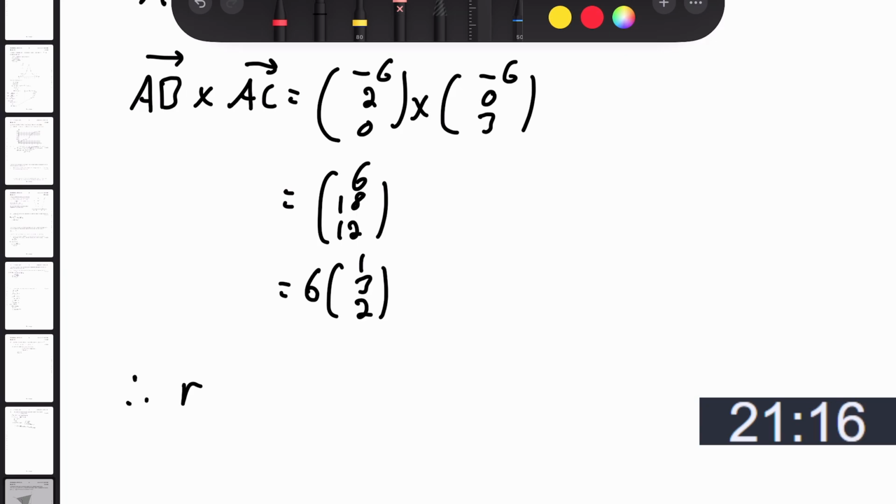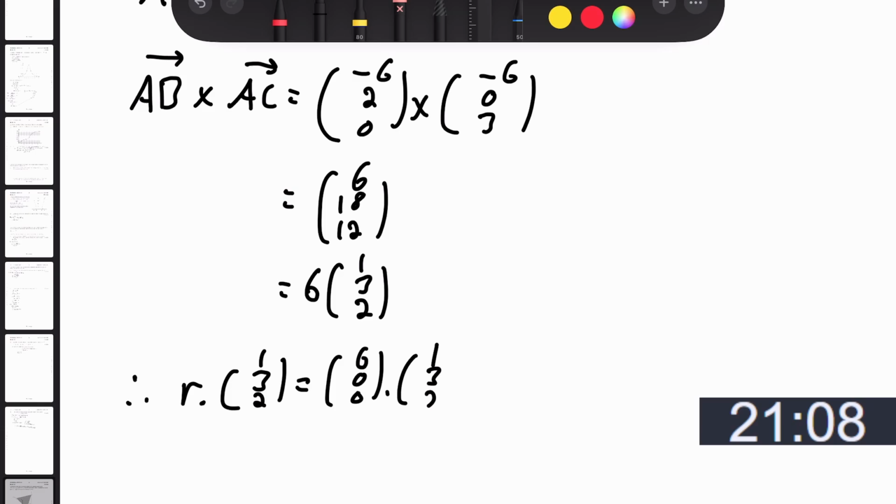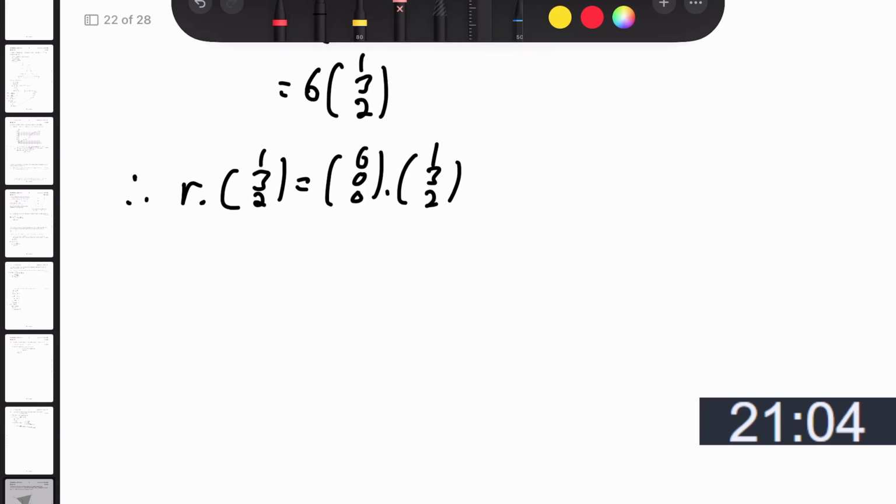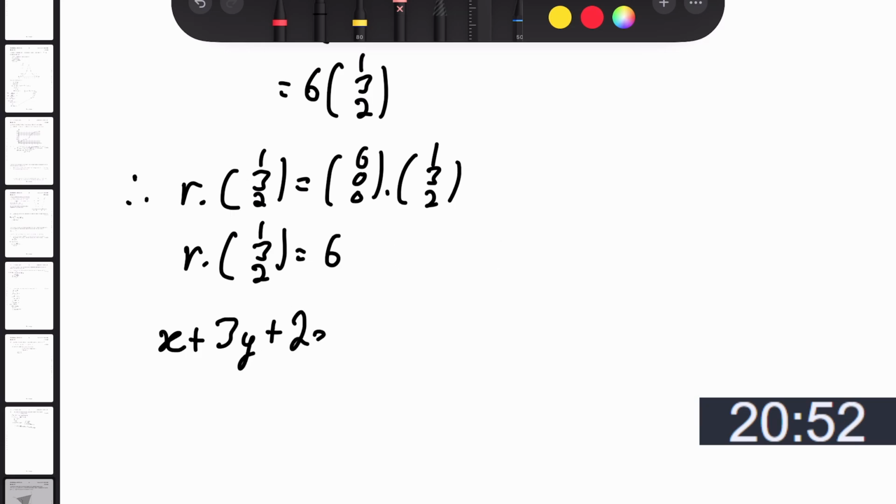Therefore, r dot (1, 3, 2) is going to be equal to (6, 0, 0) dot (1, 3, 2). So we have that r dot (1, 3, 2) is going to equal 6. So then x plus 3y plus 2z is going to equal 6.